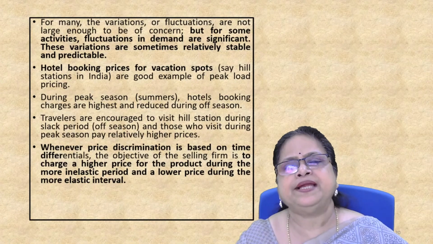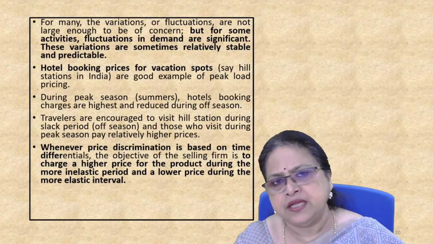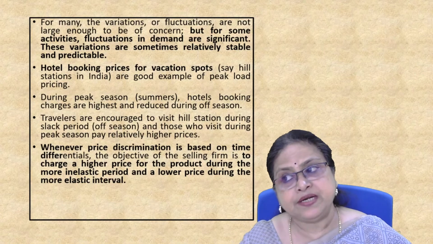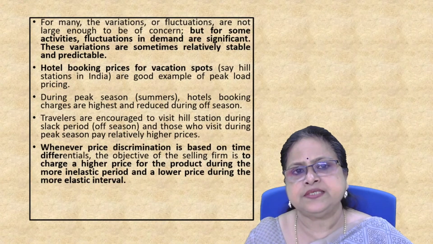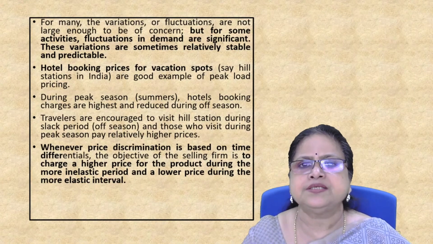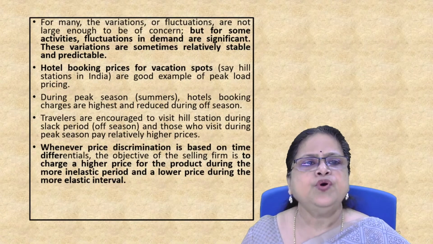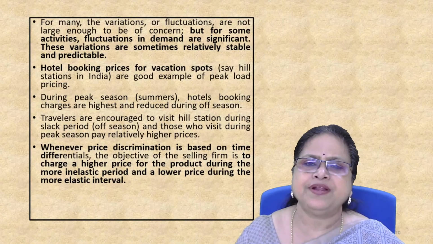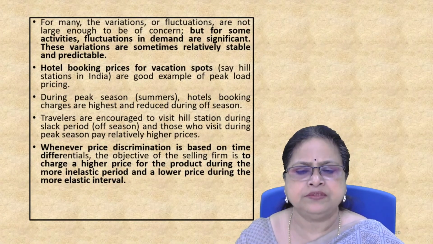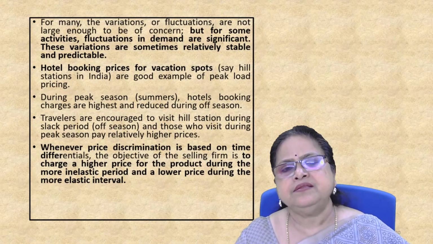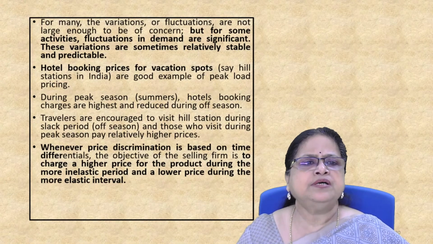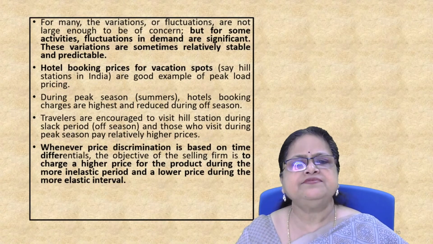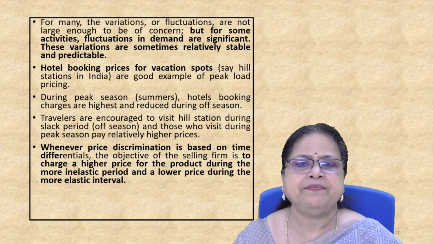For flight or train it is not there, because in India the government is the monopolist. But in India they have started these kinds of luxury trains. So that is again the peak time, one price will be there, and in the off time, I mean the down season, the price will be different. So for some activities, fluctuations in demand are very significant. These variations are sometimes relatively stable and predictable.